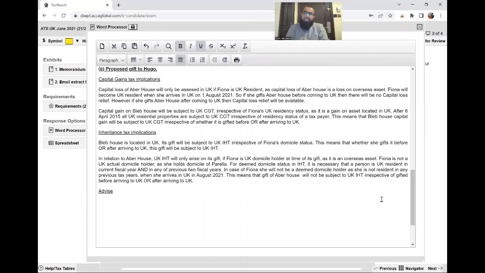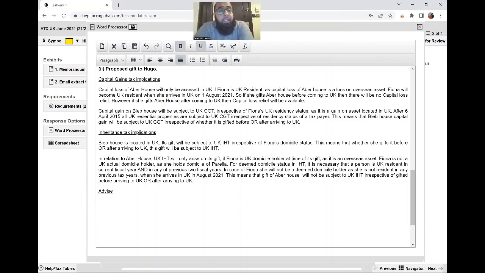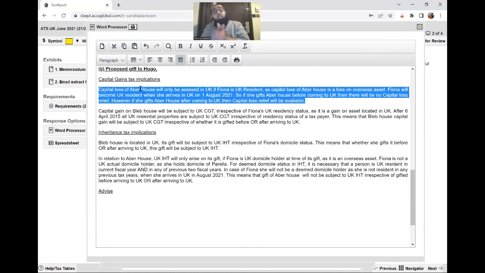Okay, so we are talking about proposed gift to Hugo. First of all, we commented on the capital gain tax implication, and then we commented on inheritance tax implication. He asked us to comment on whether these two houses will be assessed for UK CGT and for UK IHT. So first of all, capital gain of Aber House.